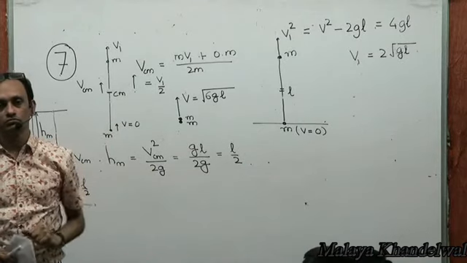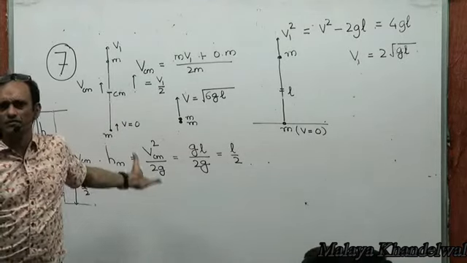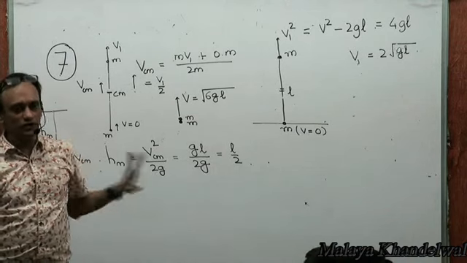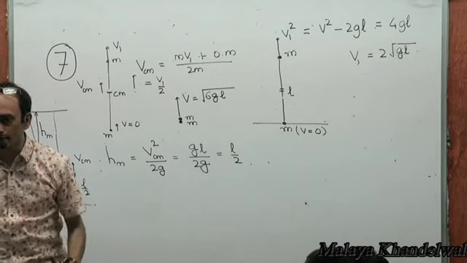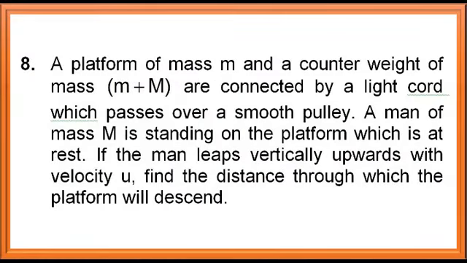This is how it goes, which is then VCM squared by 2g, etc. Regulation affair. Clear? Are you all okay with this or not?